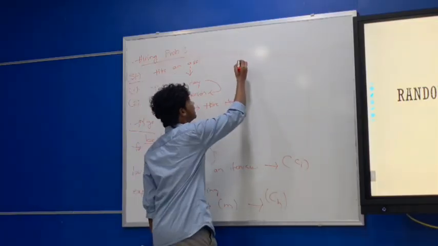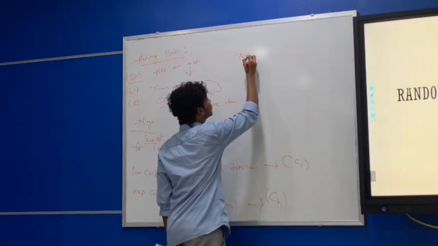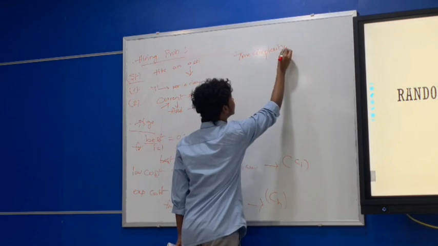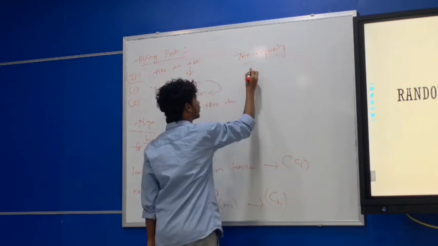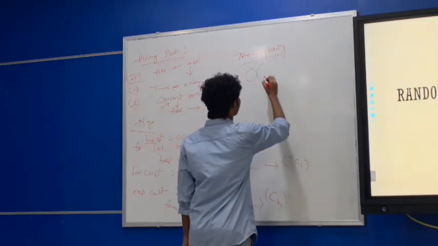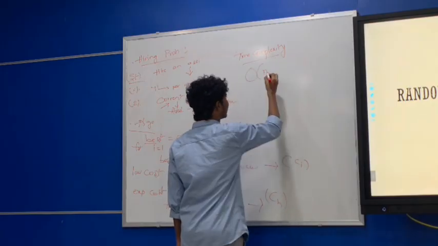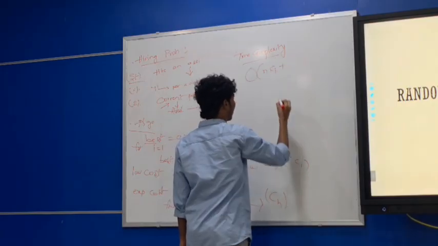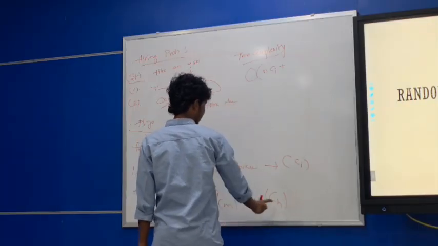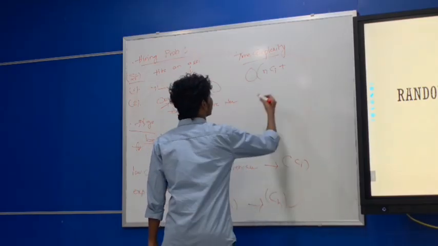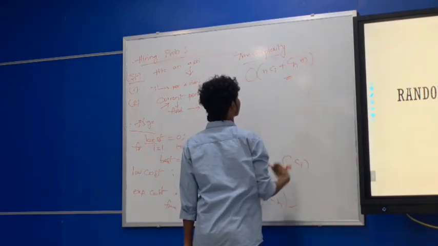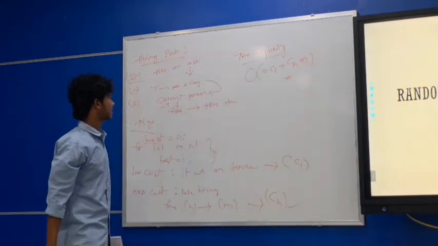Then the time complexity is: from n candidates we conduct an interview, and then select the hired person from n candidates with our hiring cost, that will be C of H times M. This is the hiring problem.